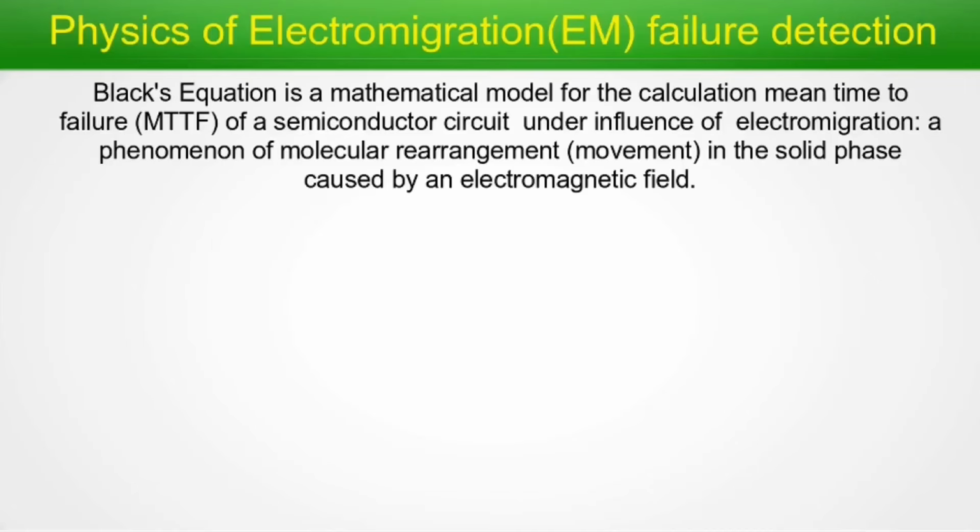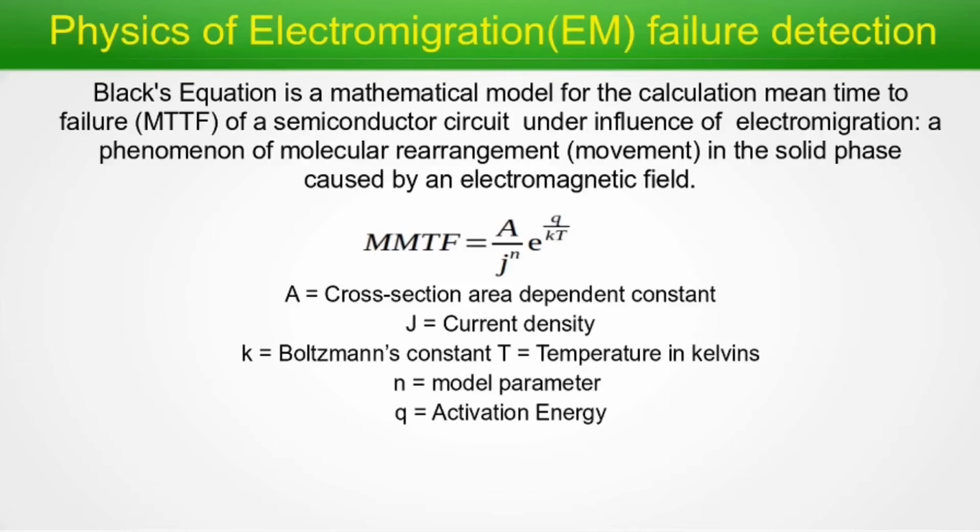But when we design any circuit in VLSI, we have to predict these things in advance so that the circuit doesn't get damaged over time. For this, we have some predictability. This predictability comes from Black's equation. Black's equation is a mathematical model for calculation of mean time to failure of any semiconductor circuit under the influence of electromigration. This is the mathematical form we can see on the screen, and these are the components of that equation. Black's equation is used to predict the mean time to failure for electromigration.